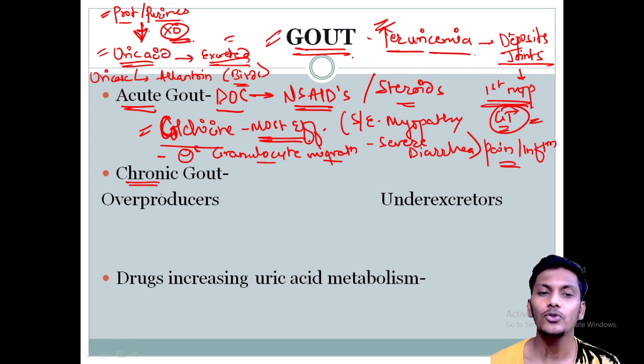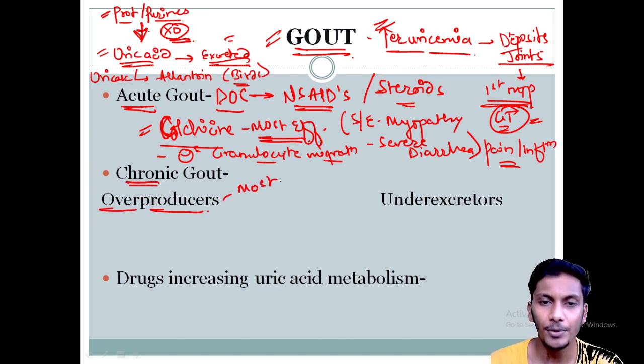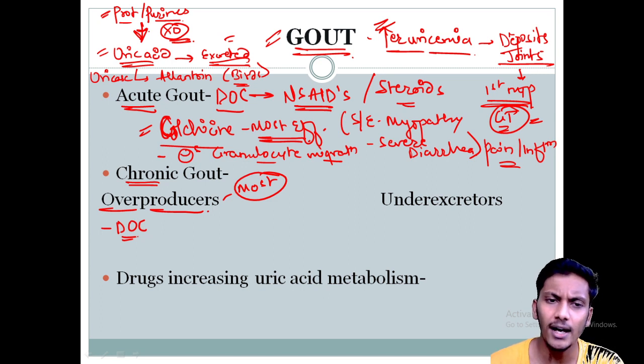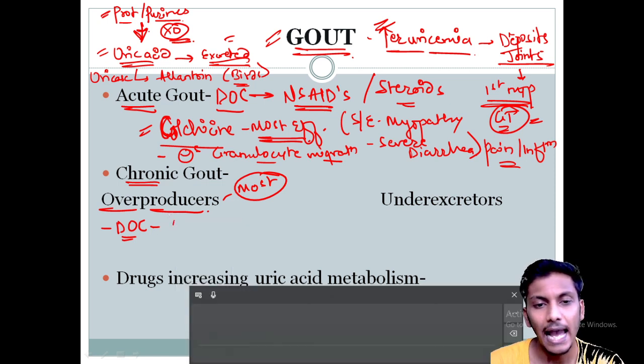Chronic gout is usually divided as overproducers or under-excretors: the patients in whom there is excess production of uric acid, or the patients in whom the uric acid is not able to excrete out properly. Most of the patients of chronic gout are overproducers. So the drug of choice for chronic gout, or for overproducers if asked, would be allopurinol.